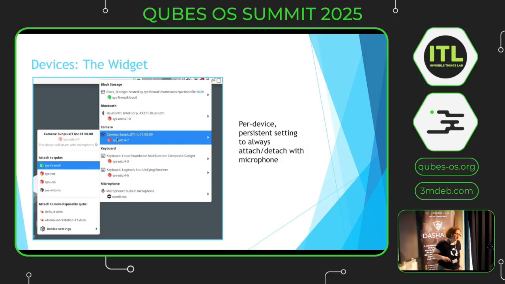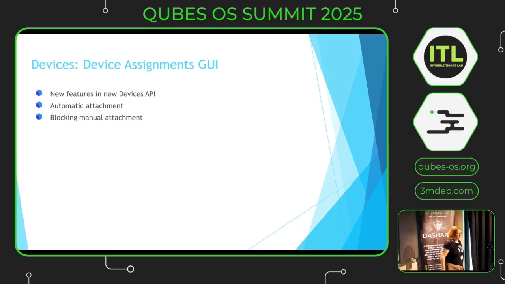Yeah, and because you need to remember that you click this, because I, for example, would never remember it. There is an information box that shows you information about the device. This device will attach with microphone, to remind you that this is actually what's happening. All right, so those are the small changes in the widget.